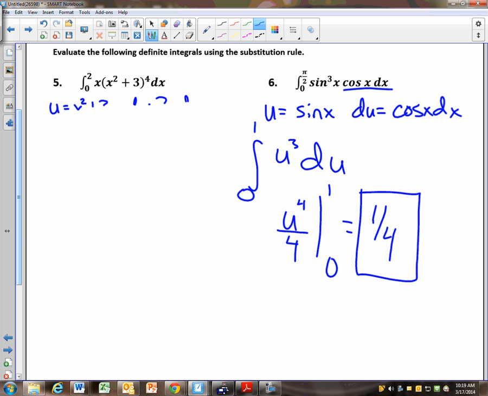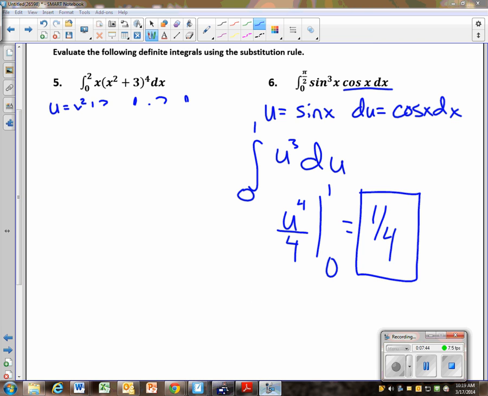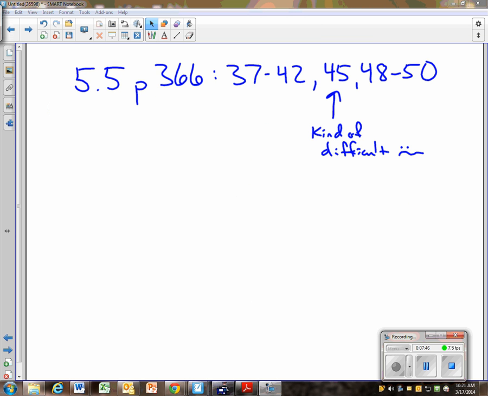Sure. Yep. Depends. Are you using this or are you using that? It depends on what you want to do. If you want to check it, you could plug in this at the very beginning. But then you've got to do 0 to pi over 2. Everybody got that? Okay. That's all I got. I'll give you your assignment. There you go. Good luck.